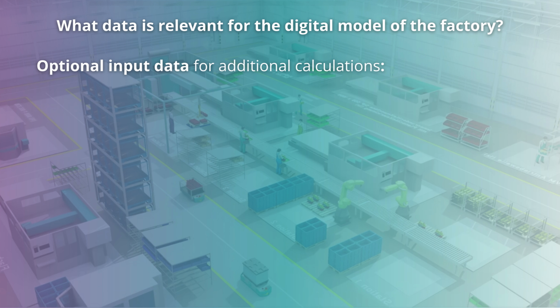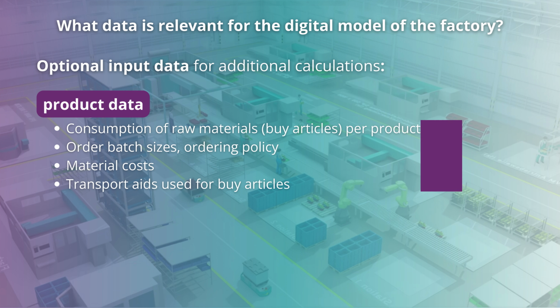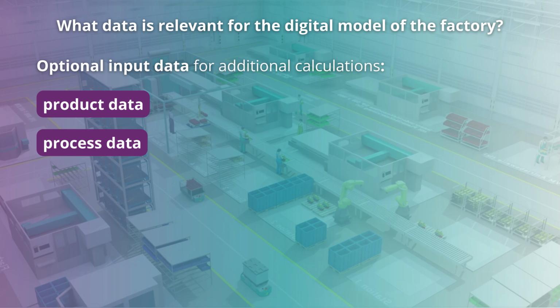Some data is only required for specific use cases, as it enables additional or more accurate calculations. Optional product data includes, for example, information on raw material consumption, order batch sizes, and ordering policy if the incoming goods warehouse is to be calculated. Material costs per unit must also be specified for cost calculation purposes. The transport aids used and their filling quantities are only necessary if the areas are to be calculated.